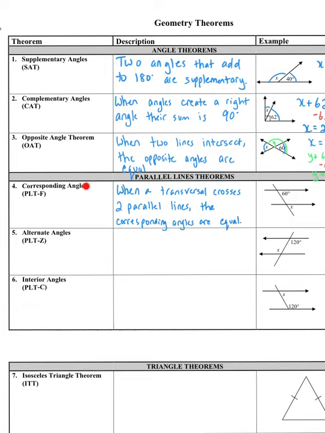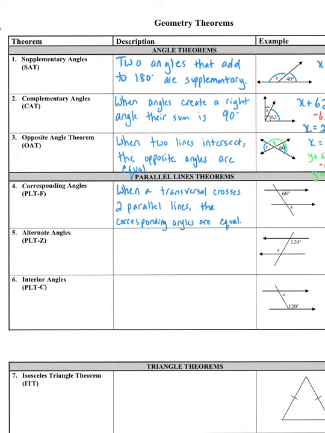The corresponding angles theorem states that when a transversal crosses two parallel lines, the corresponding angles are equal. The transversal is the line that cuts through the two parallel lines, so it's the third line. So this says that the corresponding angles are equal. So here 60 degrees and angle X are corresponding, and they are the same.